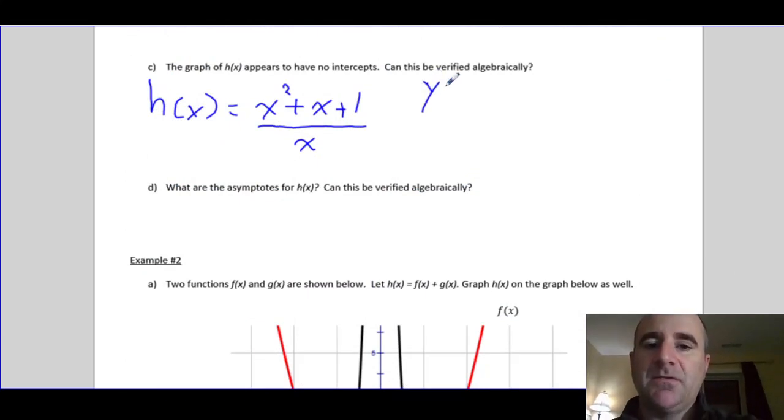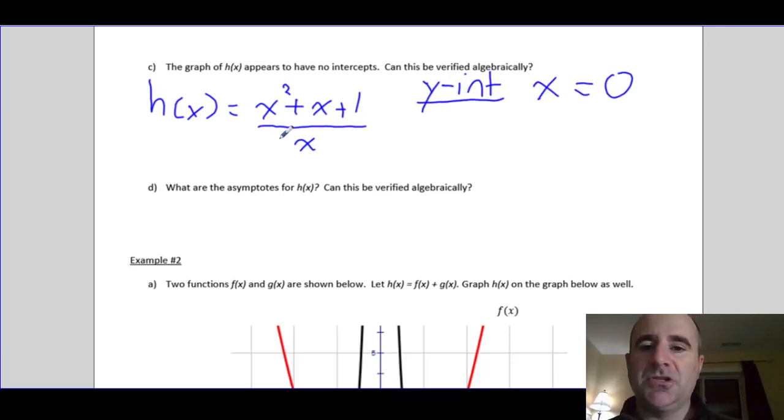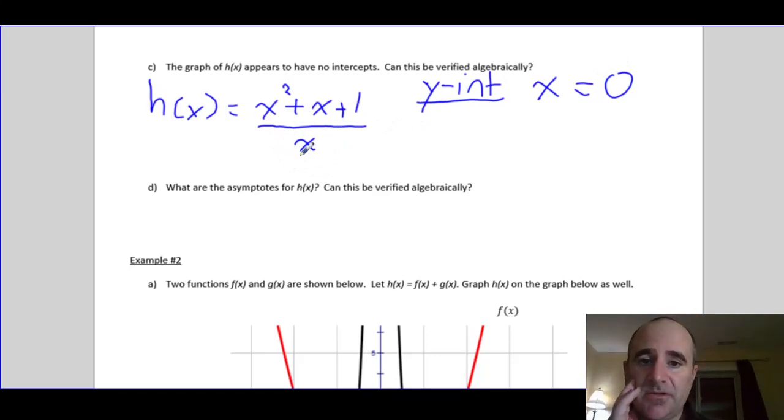So if we start with the idea of the y-intercept, the y-intercept would be when x is equal to 0. But if we look at the equation, there's an x in the denominator, so that can't be 0. So x can't be 0. And we could say that there's no y-intercept. Moving on to the x-intercept.